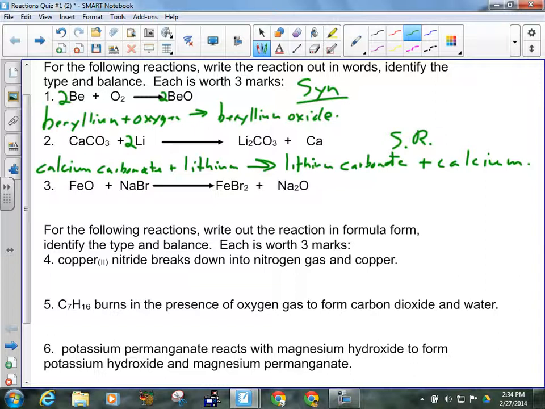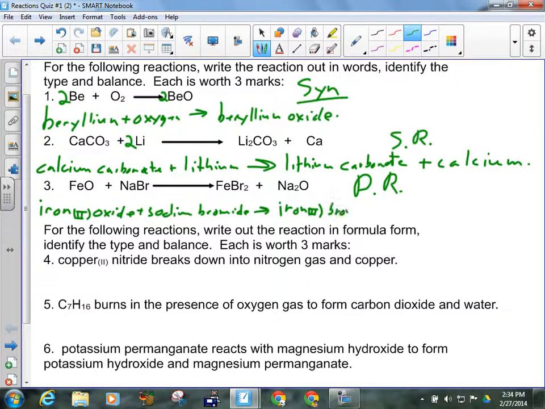Alright, question number 3. Two ionic compounds are reacting to form 2 new ionic compounds. What kind of reaction? Double replacement. Okay, so 1 mark for double replacement. Written out in words, we have iron(II) oxide plus sodium bromide gives us iron(II) bromide plus sodium oxide. Okay, 1 mark for that.